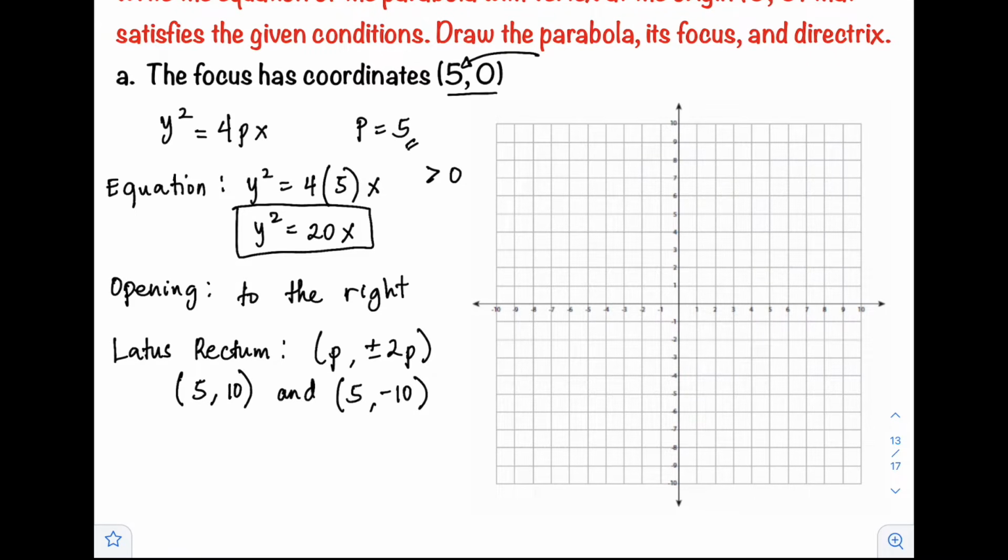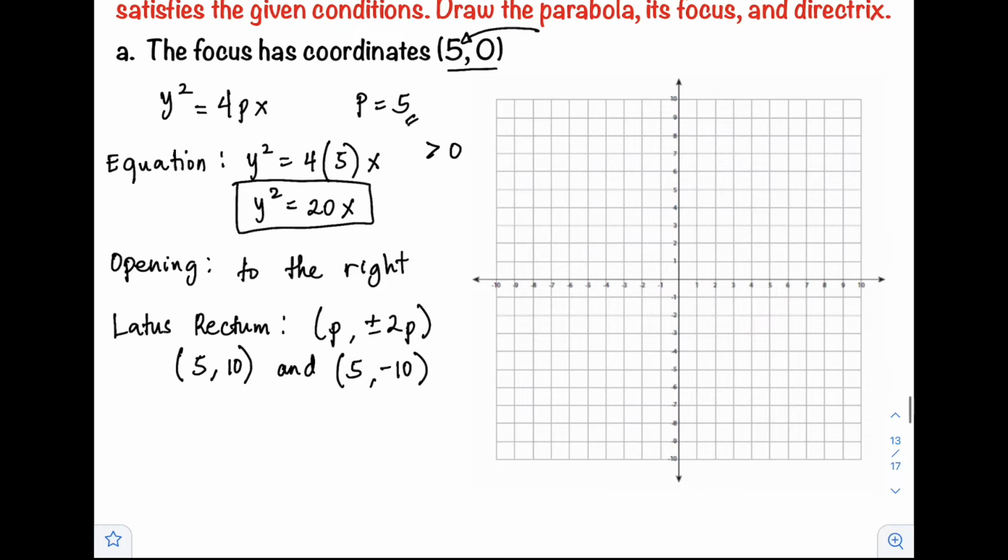Okay? Next is our directrix. If the parabola opens to the right, our directrix is x equals negative p. So that is x equals negative 5.